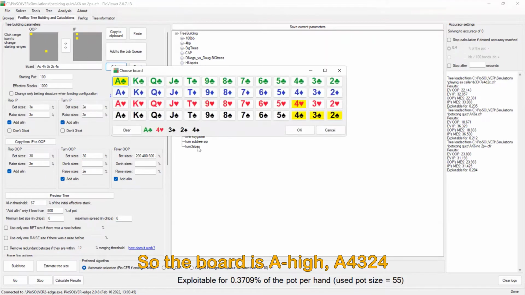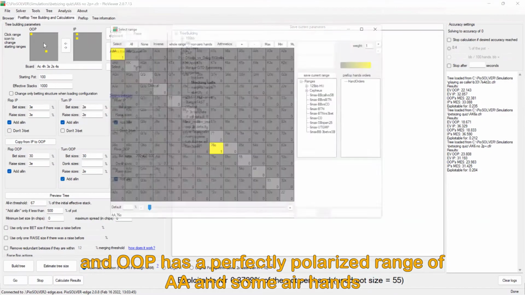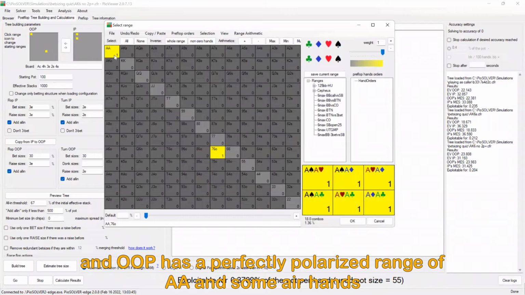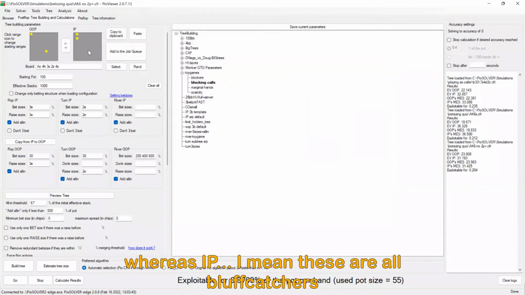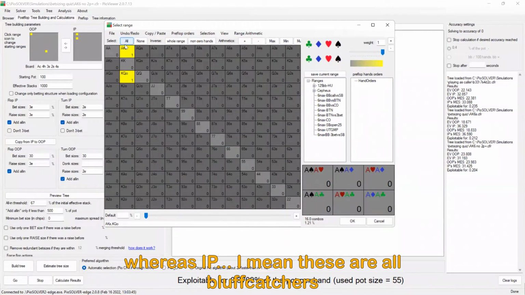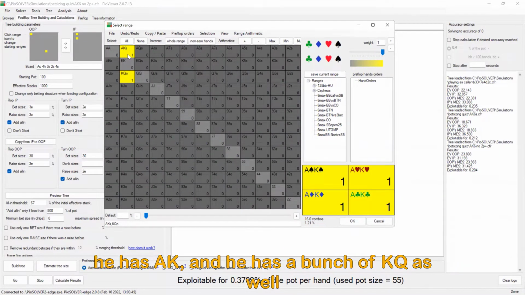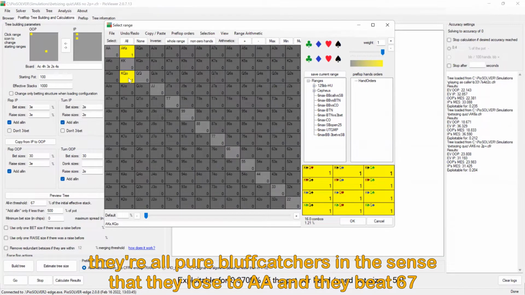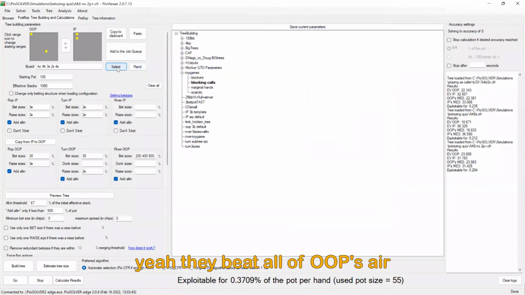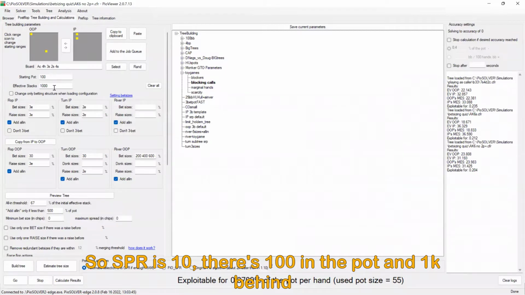So the board is ace high, ace four, three, deuce, four, and then out of position has a perfectly polarized range, just aces and then some pair hands. Whereas in position, these are all bluff catchers. He has ace king, and then he has a bunch of king queen as well. They're all pure bluff catchers in the sense that they lose to aces and they beat all of out of position's air. So SPR is 10. There's 100 in the pot, 1K behind.